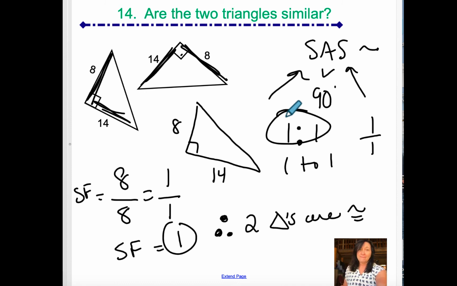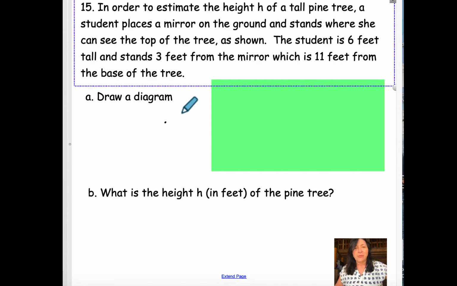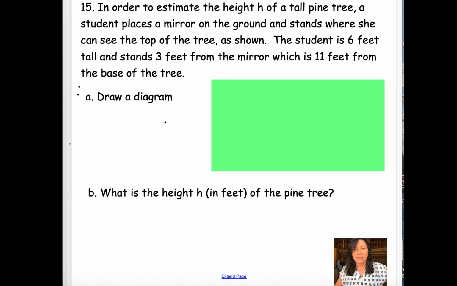Don't forget that. Okay, for this problem here, it says in order to estimate the height h of a tall pine tree, a student places a mirror on the ground and stands where he or she can see the top of the tree as shown. Well, as shown, I didn't draw that yet. So I actually want you to try to draw this.